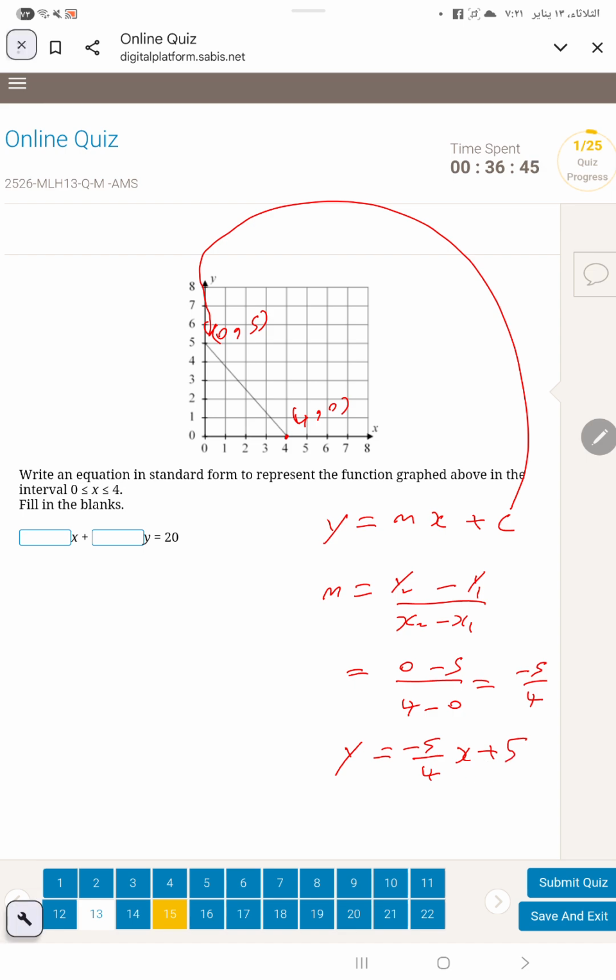Now we rearrange the equation to make it in the required form. Take the -5 over 4 x to the left side. Y plus 5 over 4 x equals 5. Now multiply the whole equation by 4 to get rid of the fraction. So you get 4y plus 5x equals 20. That is the answer. Here you have to put 4 and here 5.